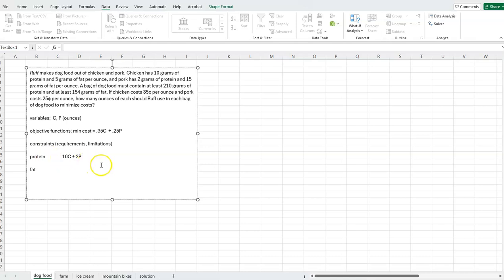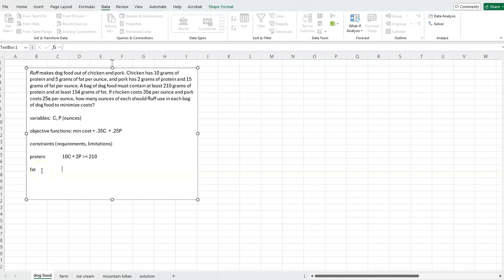Now, with constraints, they won't end just there. You need to indicate either what you are required or what you are limited by. And we see here that a bag of dog food must contain at least 210 grams of protein. We're talking about protein here, so we need to be at least 210. Mathematically, that would say we are greater than or equal to 210. So a constraint will have a left-hand side, it will have an inequality, in some cases maybe even just an equal sign, and on the right-hand side it will have the value you're constrained by.